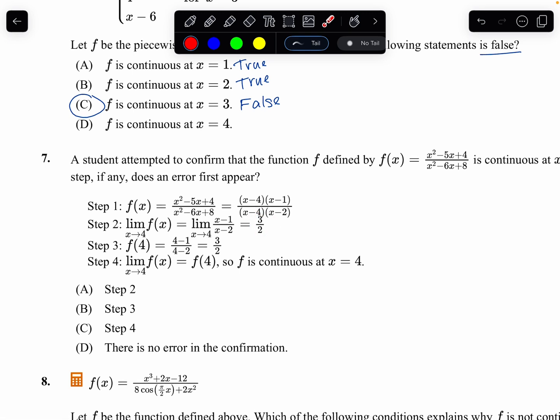Okay, so he's just plugging in 4 in here. So he's plugging in 4 right here, and then he's getting 4 minus 1, which is 3. He's plugging 4 right there, 4 minus 2 is 2. So that seems like it's okay. The limit as x approaches 4 of f of x is equal to f of 4, so f is continuous. Well, okay.